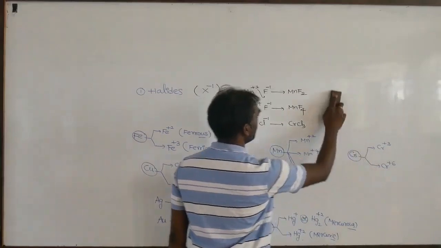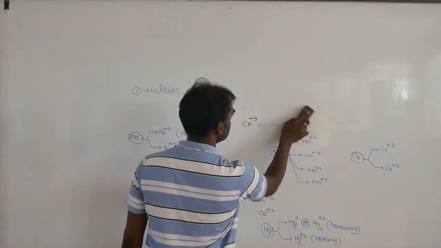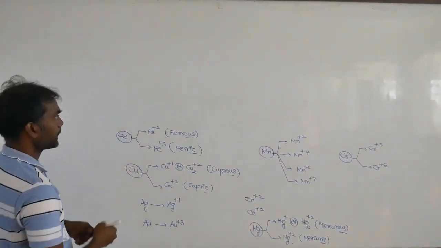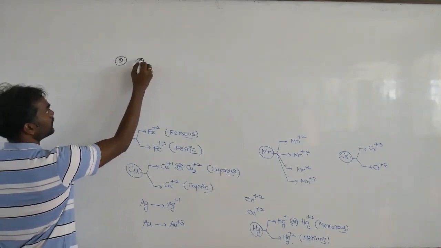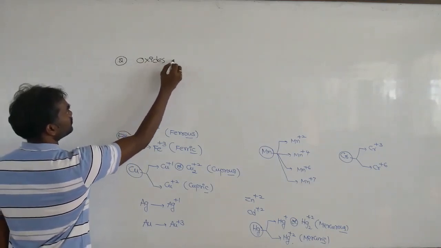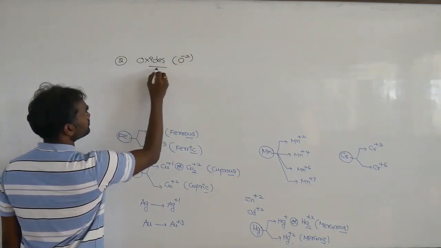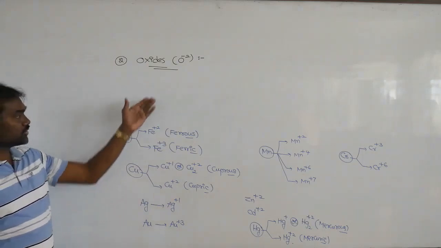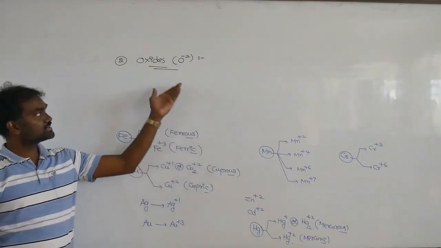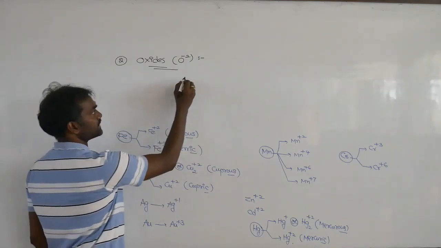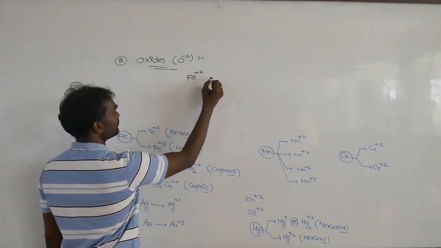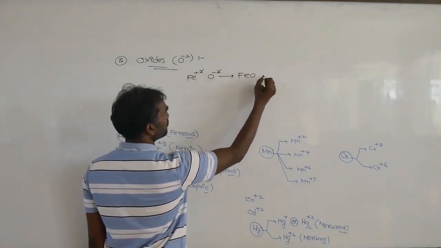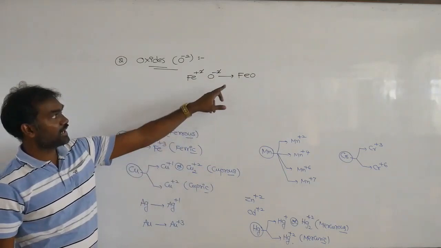Second, you write oxides. Oxide formula is what? O minus 2. So oxide is O minus 2. Here, if the metal oxidation state is there, you can easily write it. Ferrous oxide: Fe plus 2, oxygen minus 2, the 2s cancel. So you are getting FeO. This is called ferrous oxide.